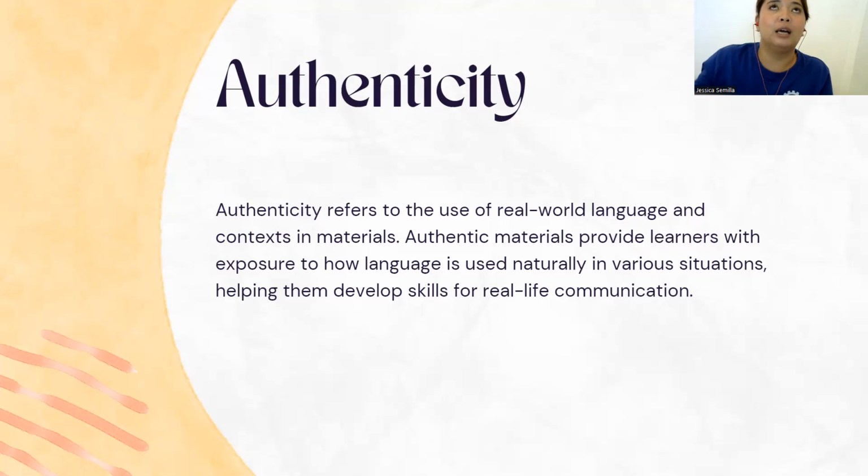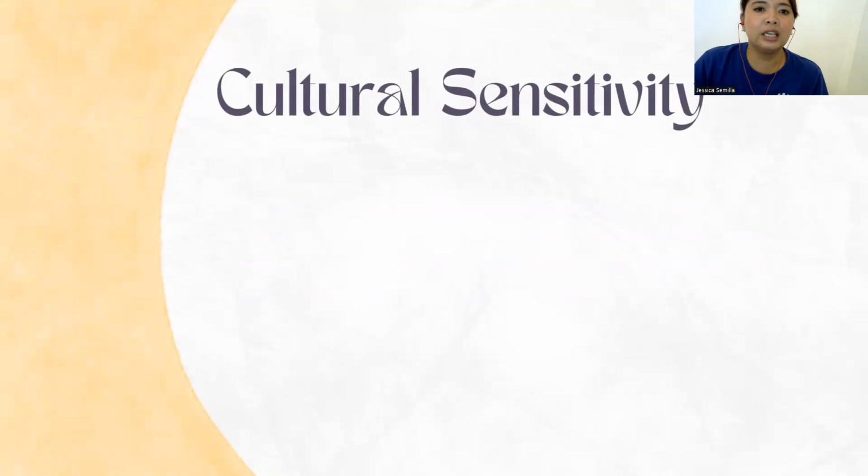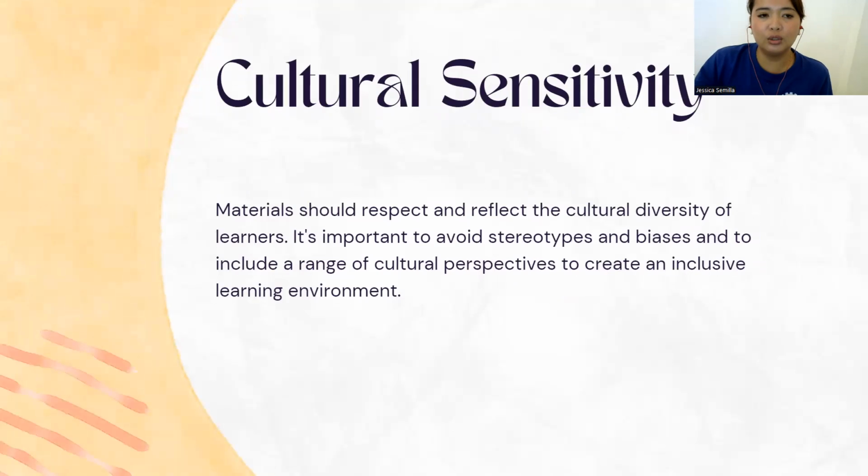For example, in language acquisition, you have a learning material where students order food, take a telephone call, or talk to a tourist. Those are authentic, meaning they are contexts that our students experience in real life. So that is what we mean by authenticity: you look into a real life scenario and put it into your learning materials. Let's move on. Next is cultural sensitivity, which is respecting and reflecting the cultural diversity of the learners.